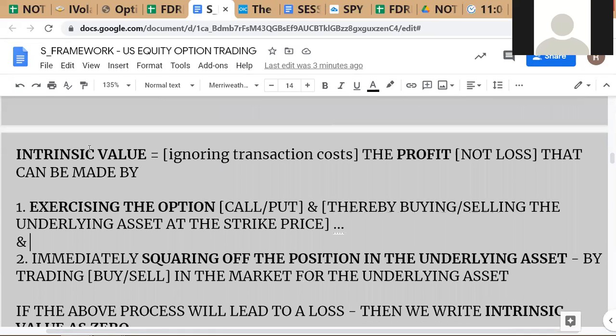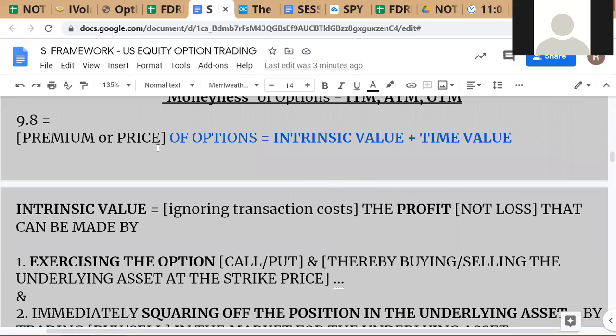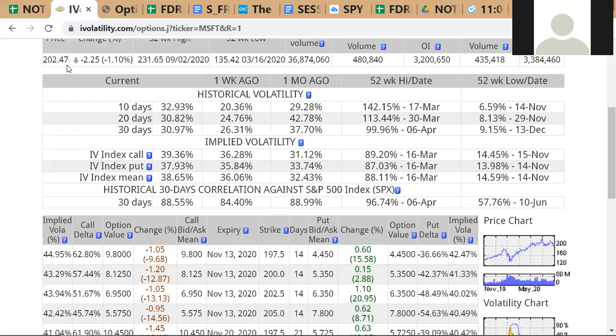Intrinsic value is the quantum of the profit that can be made by following these two steps: exercise the option and then square off the position that you acquired in step one in the market for the underlying asset. Okay. Now, if by doing this you find that in this particular case, which we discussed, we are making a profit, so we can say that 9.8 is equal to, what is the profit we are making here? 4.97 and 4.47. Am I right? We can check it here.